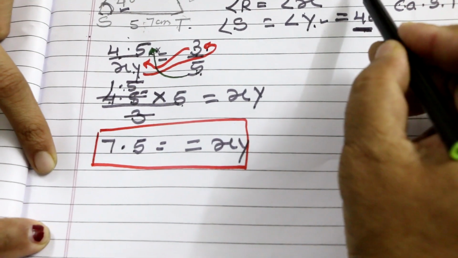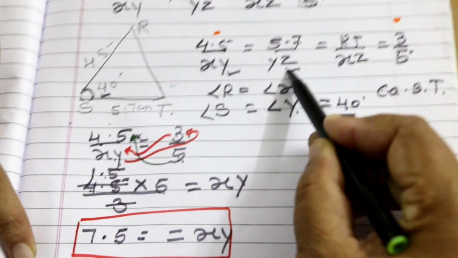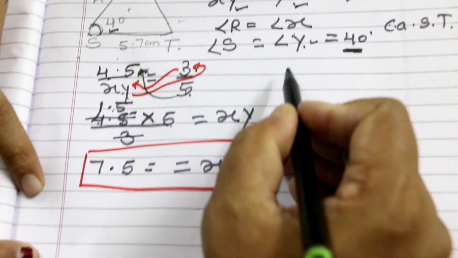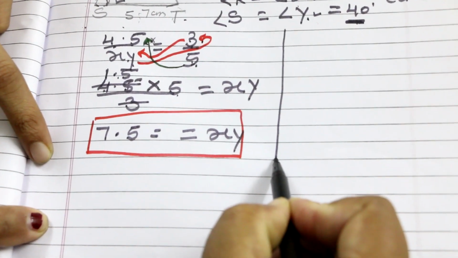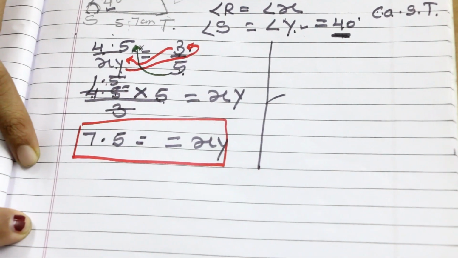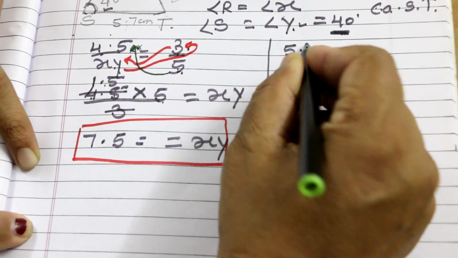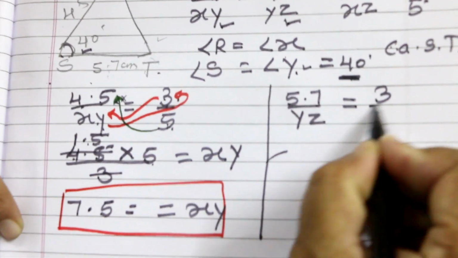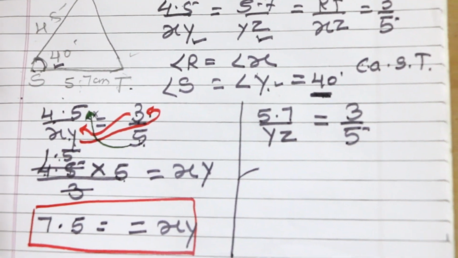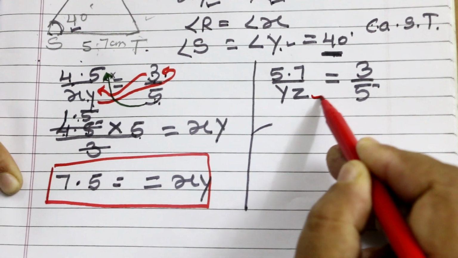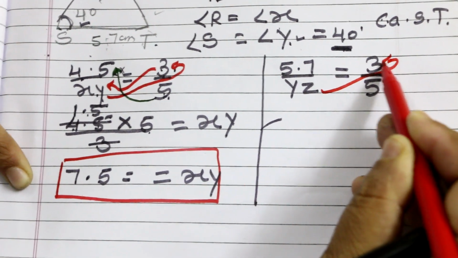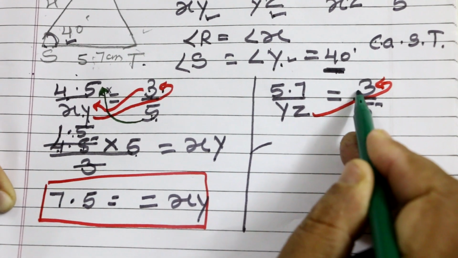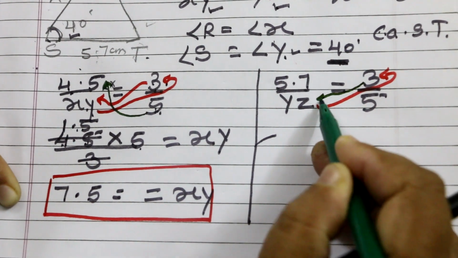Now I will be getting YZ. I will be comparing YZ and 3 upon 5. So let me draw a line here. 5.7 upon YZ is equal to 3 upon 5. Children, YZ will move in place of 3 and 3 is going to come down in place of Y.